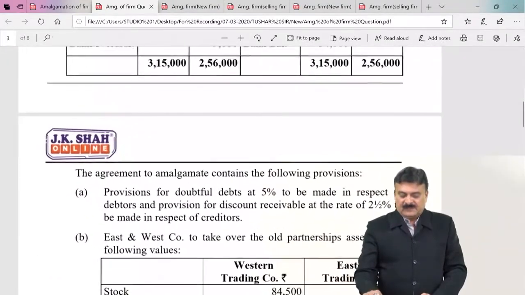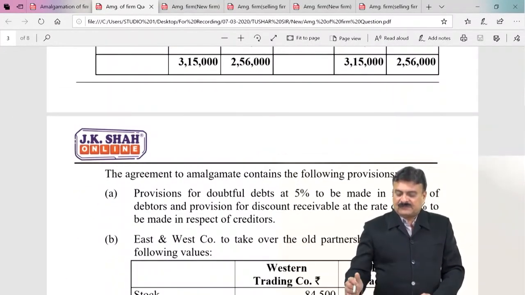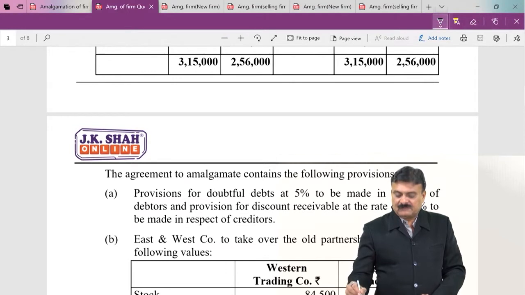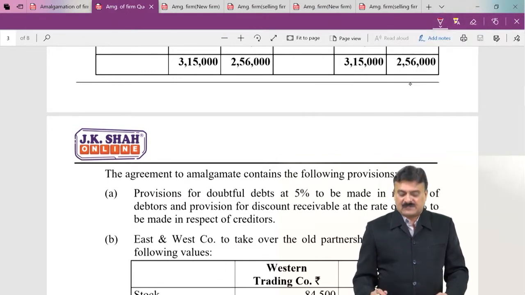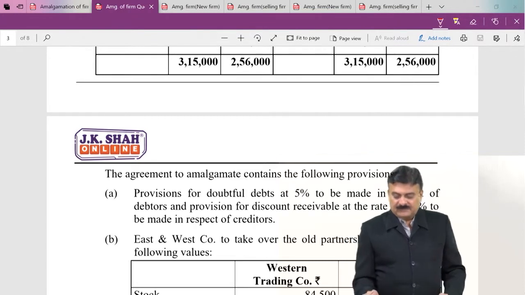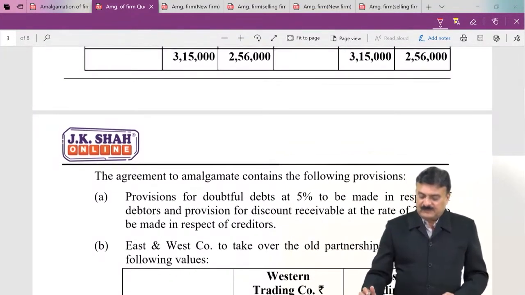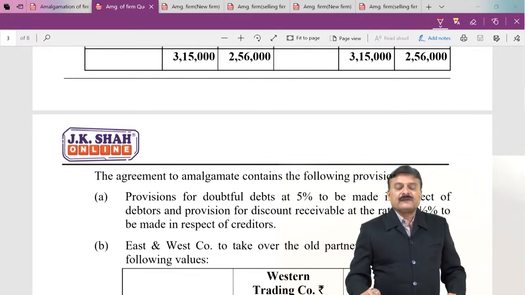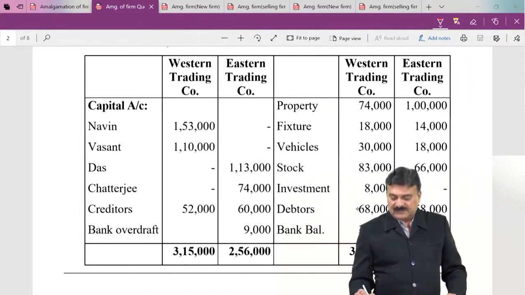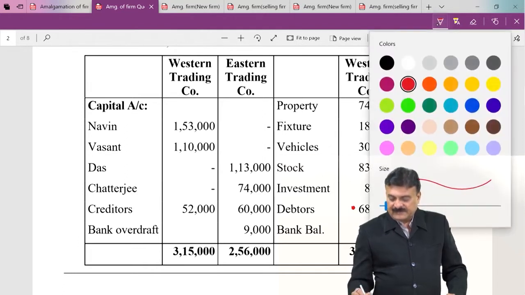The agreement of amalgamation contains the following provisions. These are the adjustments which are to be considered while passing entry for merger or amalgamation. Provision for doubtful debts at 5% to be made in respect of debtors. So, we make tick mark on both debtors. They are subject to creation of provision for doubtful debts.